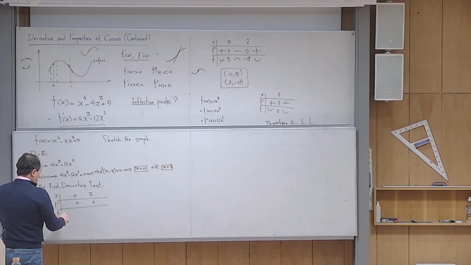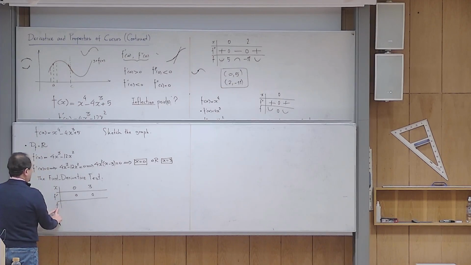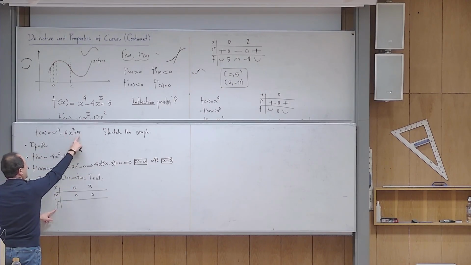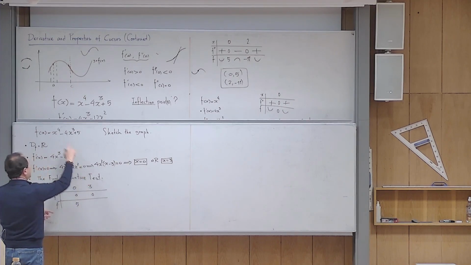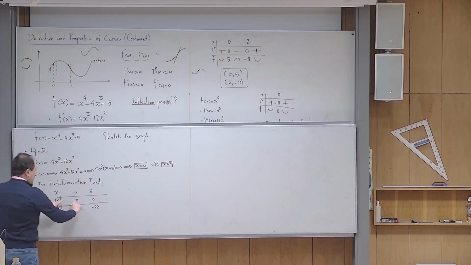Okay, and then I need to calculate these numbers. For these 2 numbers, I need to refer to the original function f. So I take 0 and put it in my original function. The answer becomes 5. I put 3 in this original function. So what is the answer? 3 to the power 4 is 81. 3 to the power 3 times 4 is minus 108. And then I have a 5 here. So it becomes minus 22. Am I right? Yes, it is correct.